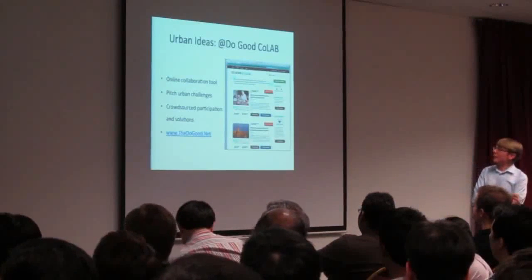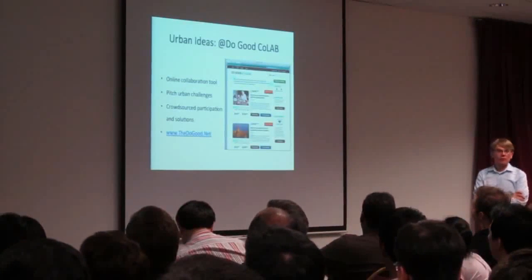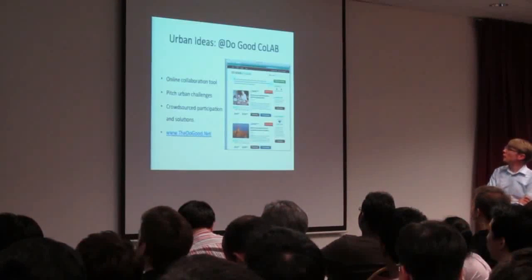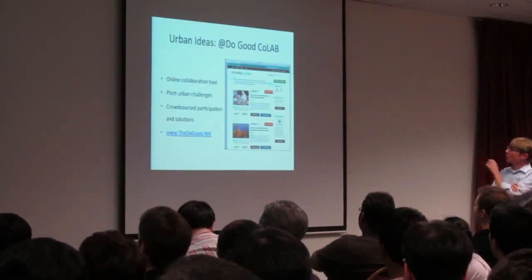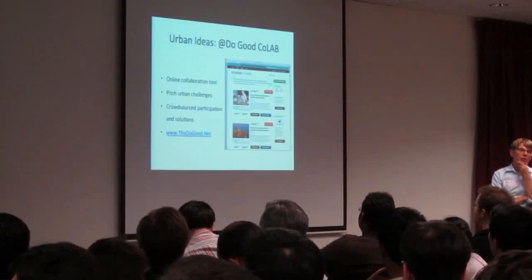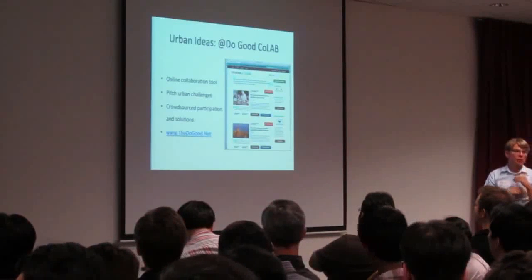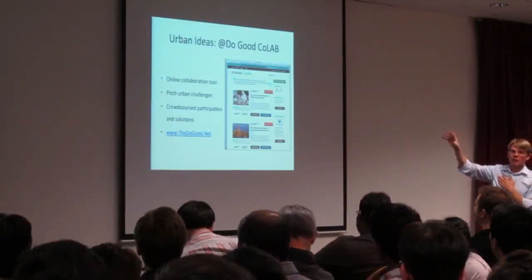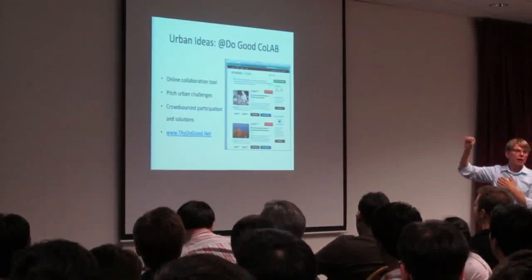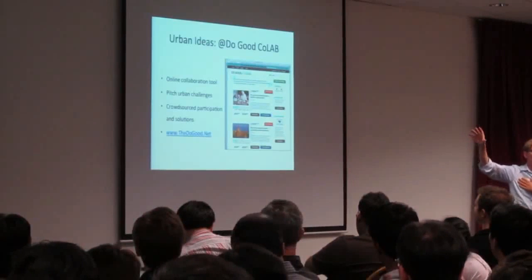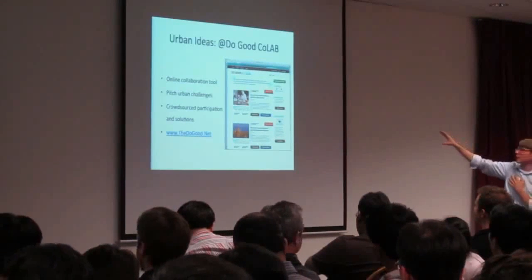And then on the idea side, at Vision Circus we've developed this tool called the Do Good Network, which has one component that's called Colab. So this is an online opportunity where people can pitch ideas for challenges in the city, some issues you want to solve. How can bicycling to work be easier in Singapore? You can pitch that idea on here.